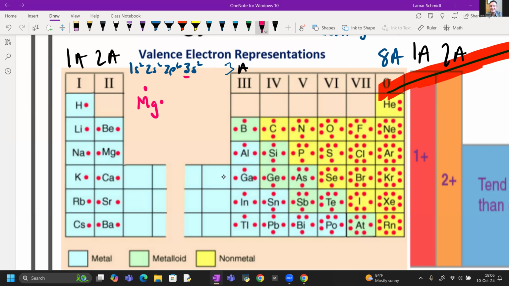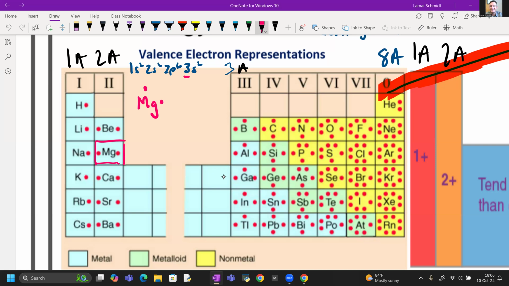And then this is 3s2. We know this is S and that's S2. So we see that magnesium has 2 valence electrons. In the highest energy level in the configuration, there are 2 electrons. So those electrons have to be expressed with dot structures.